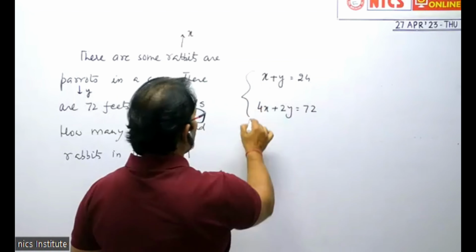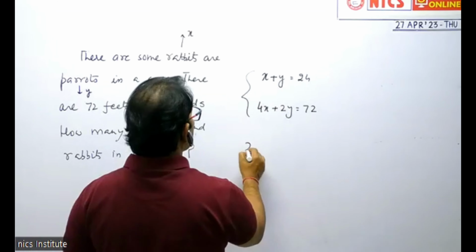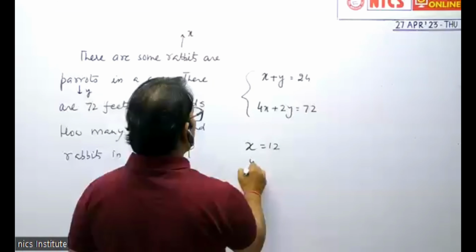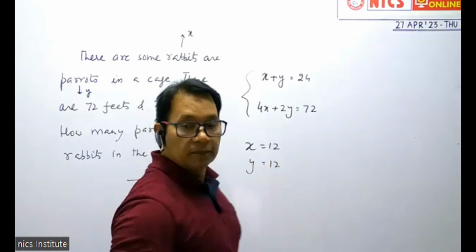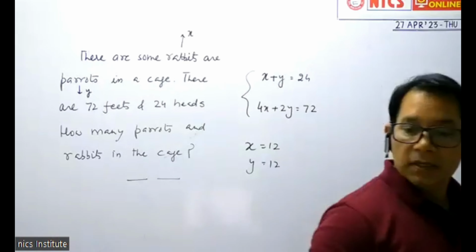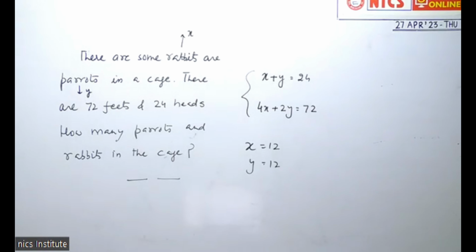Solving these two, you get the answer. And the answer is 12 and 12, right? Anjana, perfect.